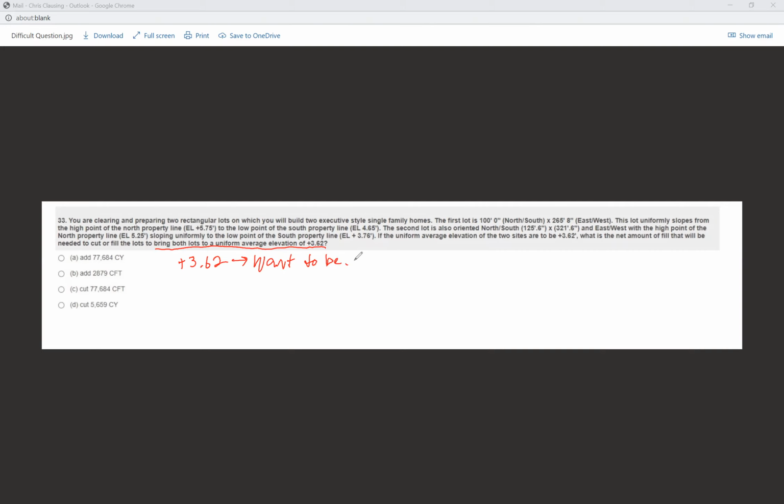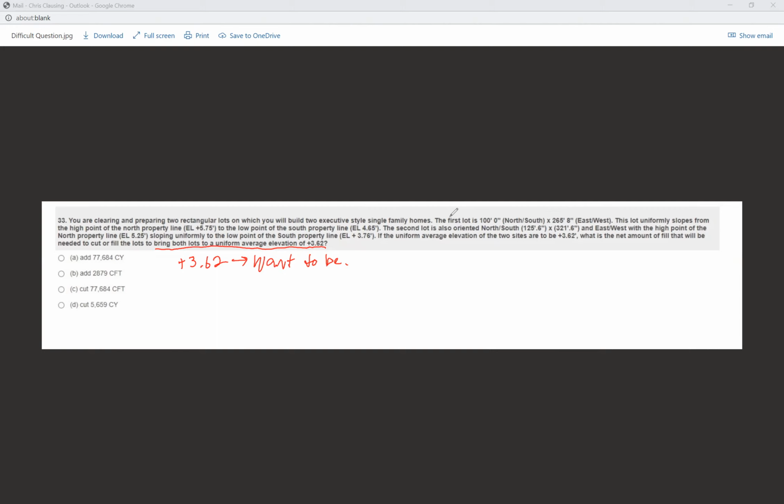So let's see what we have. Basically, it says we're clearing two lots. This is irrelevant, really. We don't need to know that. What I need to know is the dimensions of these lots. So the first lot, they're saying, is 100 feet north-south by 265 feet, 8 inches east-west. And that's the mistake I made. I put 265 feet, 6 inches. So my numbers were not coming out.